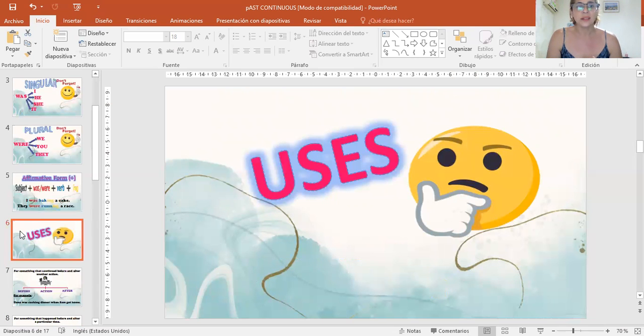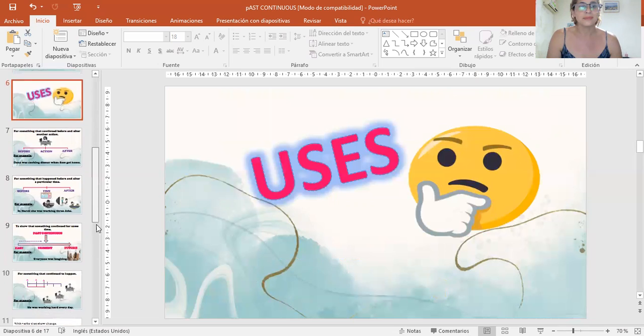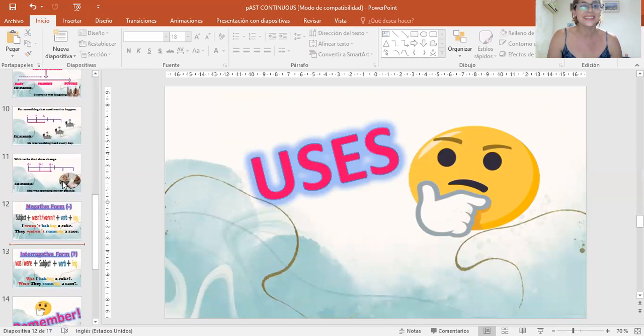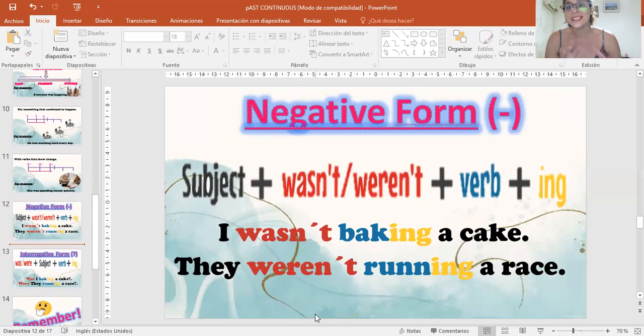In the case of the negative form, it is formed by the subject, again, who or what I am talking about in a sentence, the presence of the verb was, plus not. In this case, I show you there the contraction of this, or the verb were plus not, which result in the verb weren't.